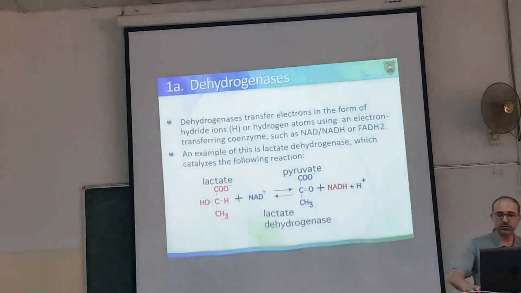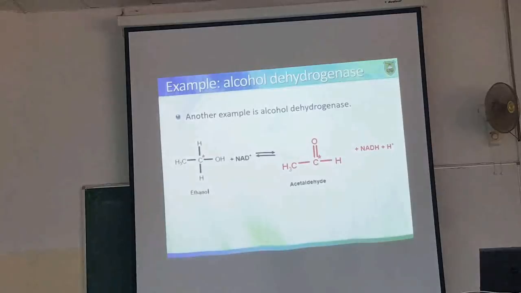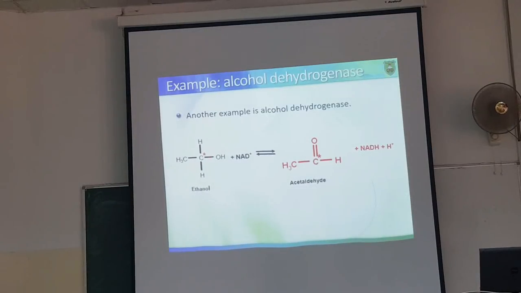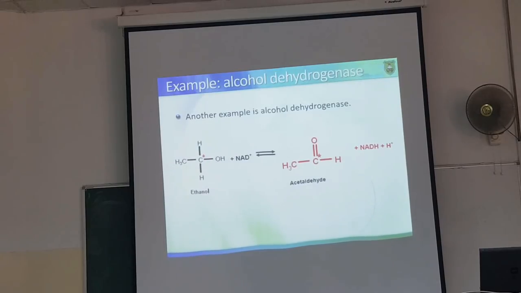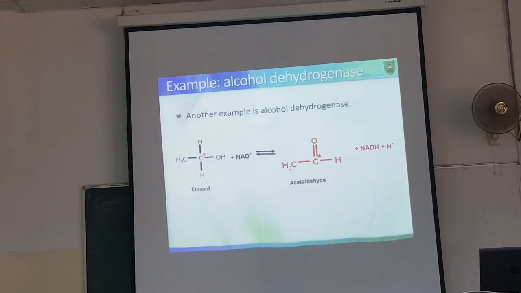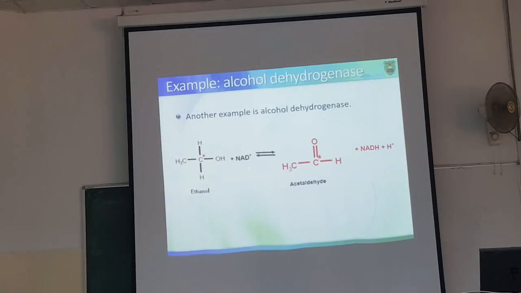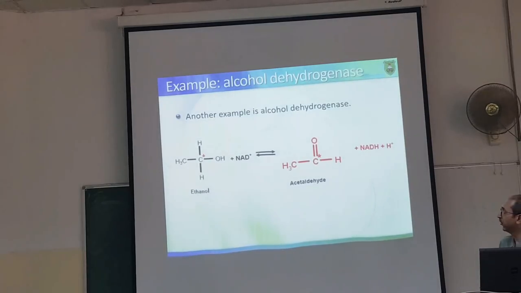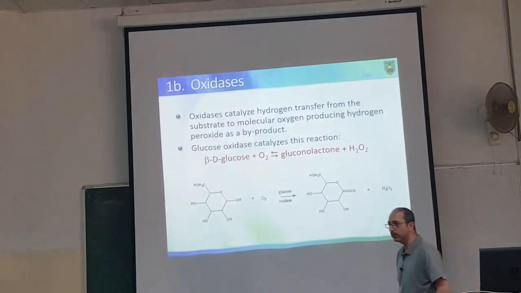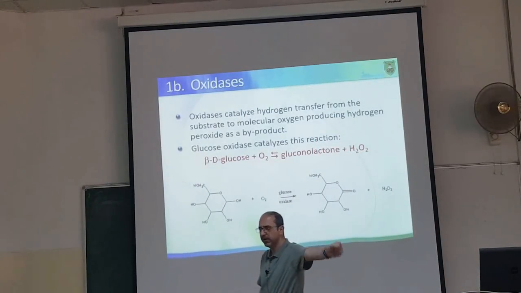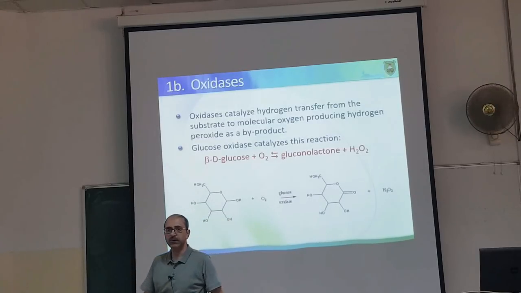For those who consume alcohol, ethanol is also oxidized into acetaldehyde. Electrons are taken from ethanol to NAD, NAD becomes reduced, NADH plus H, and we have acetaldehyde, which is the oxidized form, or oxidized molecule. So that's another example. Again, reaction, NAD, FAD, dehydrogenase.